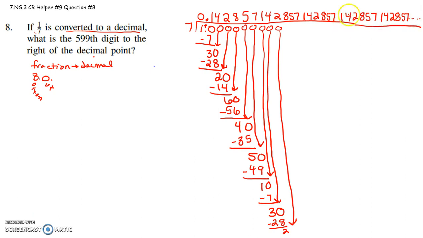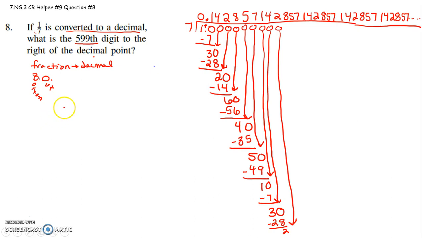Now, I got dramatic in writing out my repeat because they want the 599th digit. Well, we're not going to sit here and write all the way out to the 599th digit. I went out 30 digits. Okay, listen, I'm not going out 599 after that decimal point. So we have to look for a pattern.